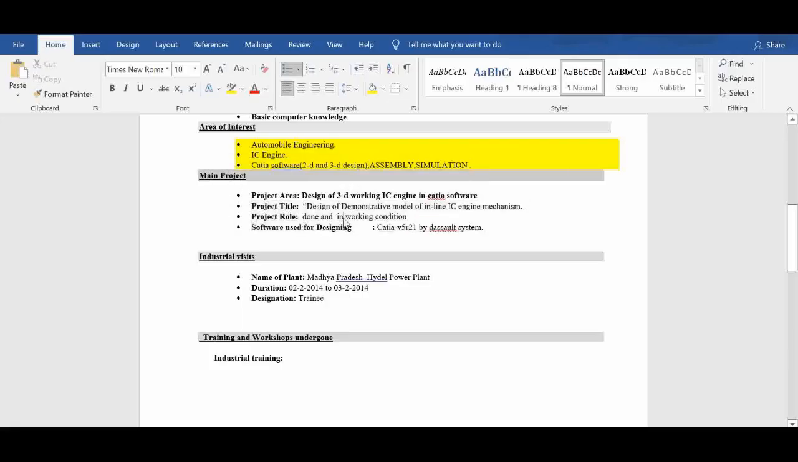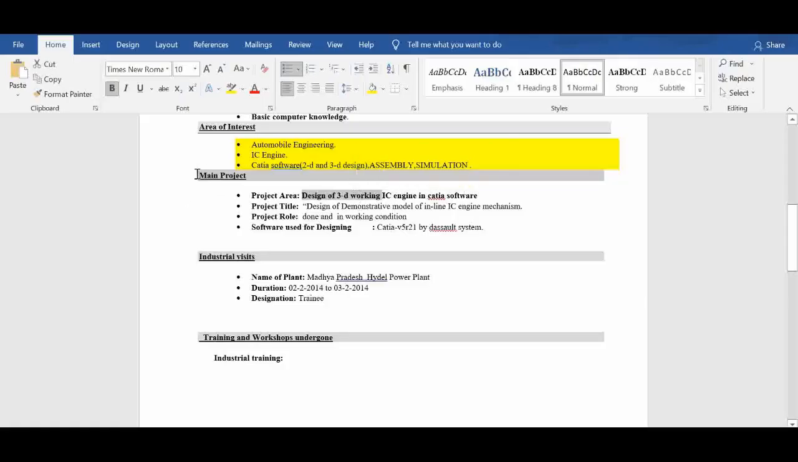The project area was design of 3D working IC engine in kaise software. He has written about kaise software already. Design of demonstrative model. This does not explain what the project did. So he has written that it was for designing of 3D working, but he has not mentioned how he has done it. So he needs to capture that he has worked in a team of say 4 or 5 under so and so professor and achieved, what's so special about this design. This he has not mentioned.